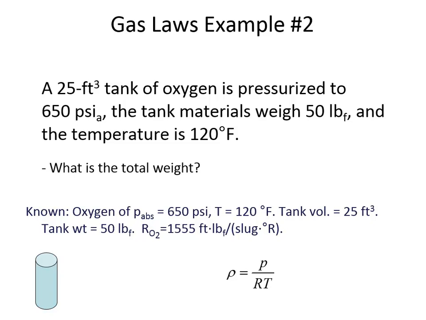From the previous lecture, we know that the conversion is temperature in Fahrenheit plus 460. So it's 120 degrees Fahrenheit plus 460. That's where the 580 Rankine comes from. Okay. So all of that gives us that the density of the gas is 0.1038 slugs per cubic foot. And that's the density of oxygen at this pressure in question.